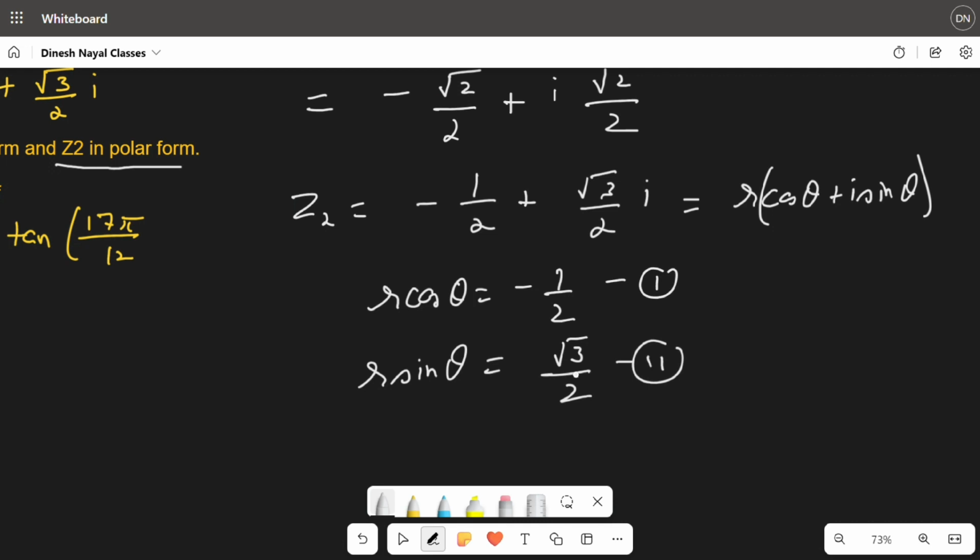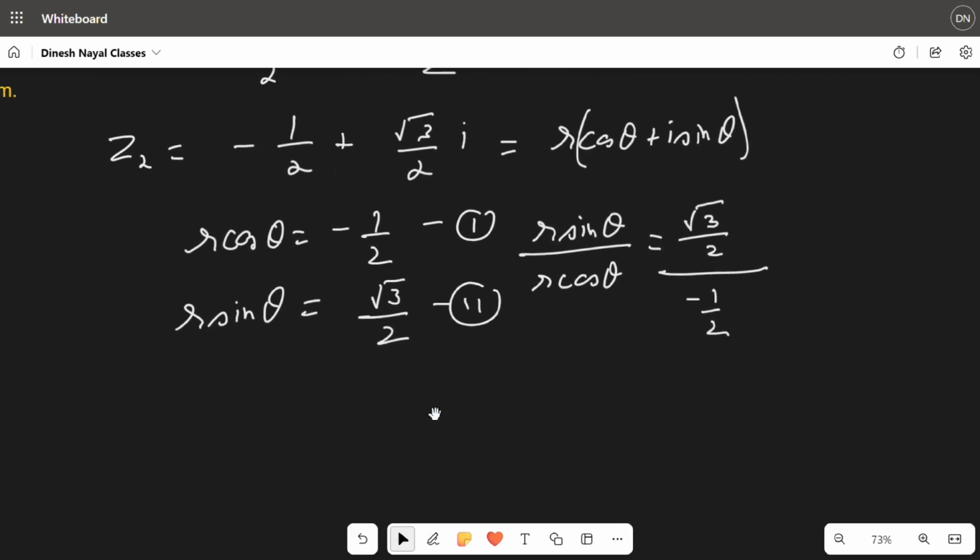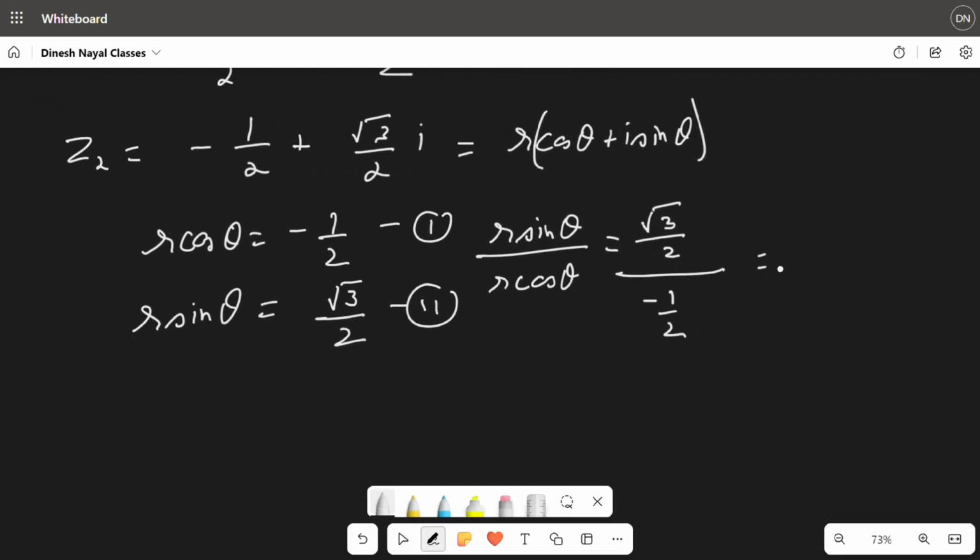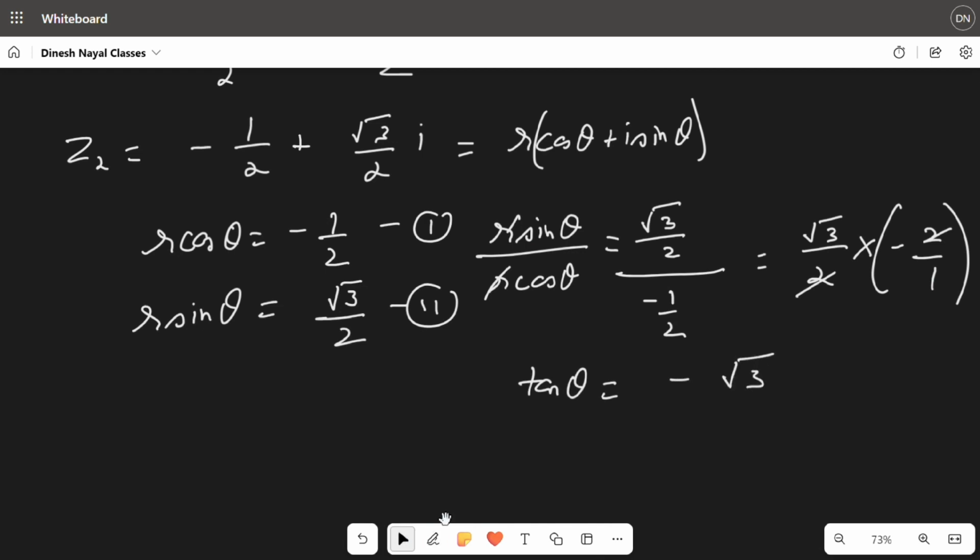Now doing equation 2 by equation 1: r sin θ by r cos θ equals root 3 by 2 divided by minus 1 by 2. So this will be root 3 by 2 times the reciprocal, minus 2 by 1. The 2s get cancelled and the r and r get cancelled. This will be tan θ, so tan θ equals minus root 3.